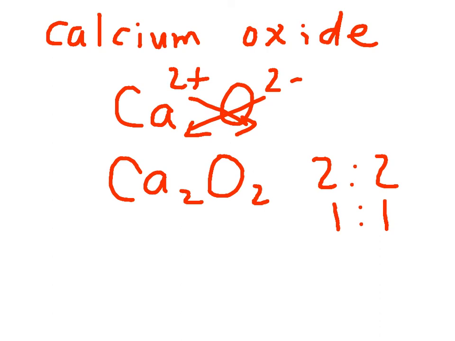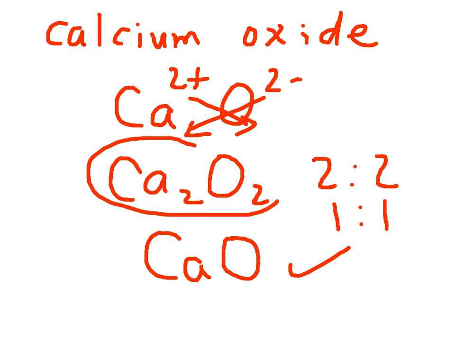And so we're going to get rid of those 2's, and we're going to rewrite the formula without the 2's. It's just CaO, a 1 to 1 ratio of calcium to oxygen, and that's the correct way of showing it. If you show it to me this way on a test, I will have to mark you wrong, because that's not how calcium and oxygen exist together in an ionic compound. They are in a 1 to 1 ratio of atoms, not 2 to 2.